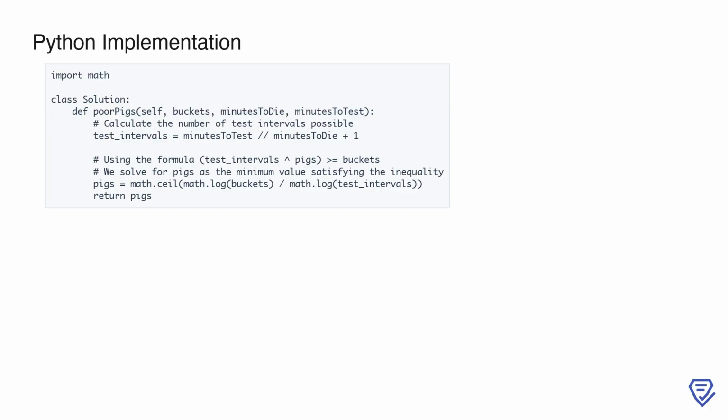5. Implementation. The function poor pigs takes three parameters, buckets, minutes to die, and minutes to test, and computes the minimum number of pigs using the formula derived above.